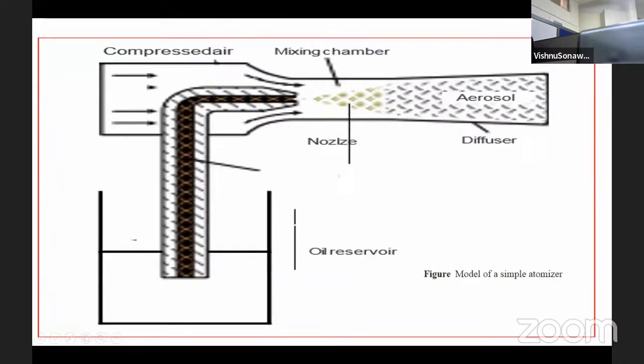machine tool, right? Here again, this is one model of a simple atomizer. In this simple atomizer, the oil is separate on this side and the air on this side. The air and the oil are mixed and supplied through this nozzle, this aerosol nozzle or diffuser, towards the machine tools.